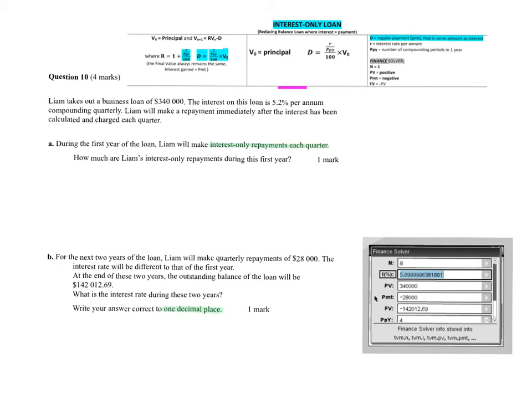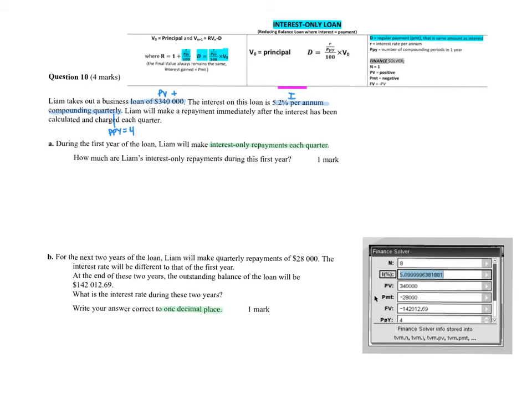Question 10, Liam takes out a business loan. So now we're on a loan of $340,000. The interest rate is 5.2% per annum, compounding quarterly. So I'm just going to write these. This is PV, and it'll be positive. That's the interest rate. PPY is 4. Liam will make a repayment immediately after the interest has been charged.